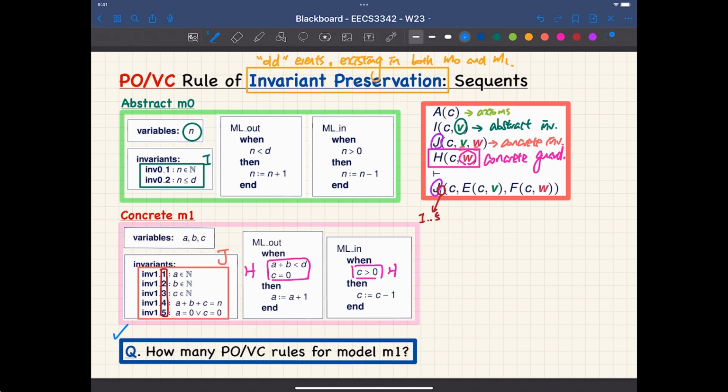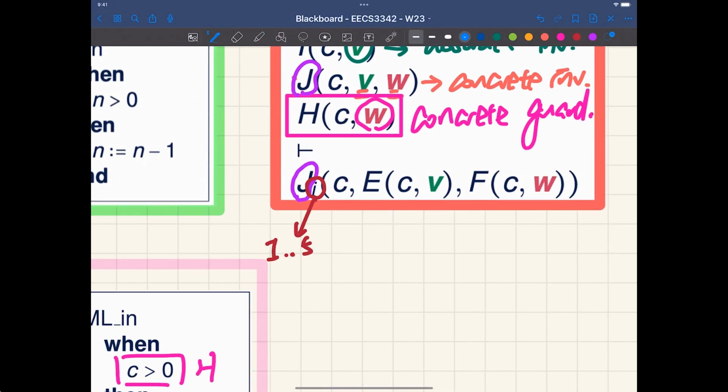I agree, one for ML out, but one for ML in. Yes. However, don't forget, J here is indexed. And J here can either be 1 or 2 all the way to 5. You have to discharge them separately. So 2 sequents is actually not right.